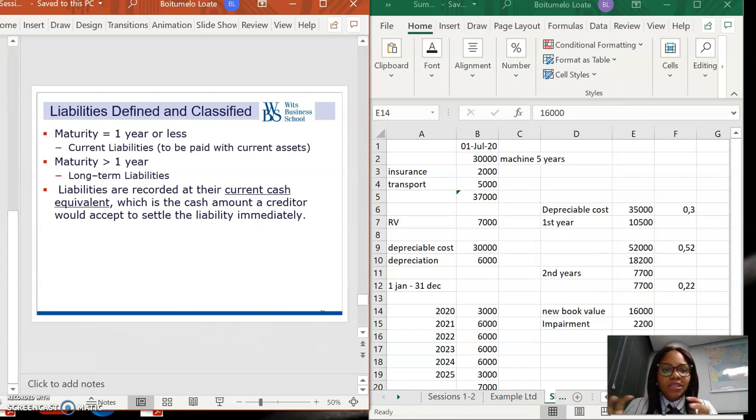Remember to just split your liability between what is maturing next year and what is maturing in the following years. Liabilities are quite easy. That's it on the liabilities side.